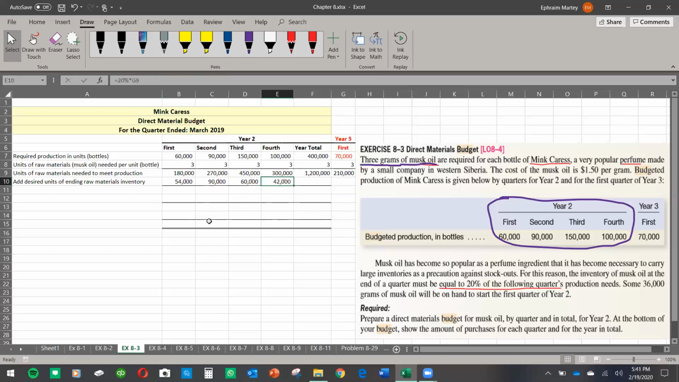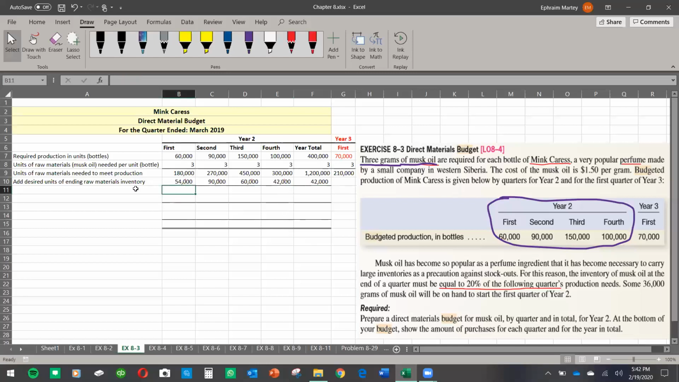As we have the 42,000, what is the ending raw materials inventory at the end of the year? We started from the first quarter and we ended here. So at the end of the year, this is what we have left, 42,000. Don't sum up everything here, that will be wrong. We only need the ending raw material inventory, and that is where the year ended. When the year ended, we will have to have 42,000. So we select the 42,000 as the year ended.